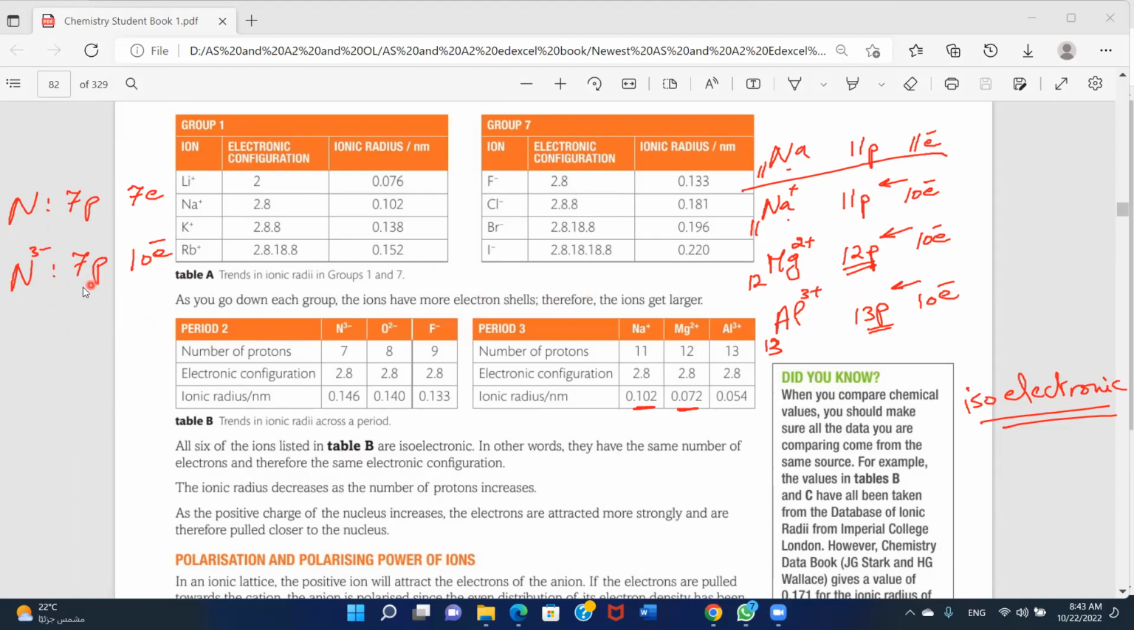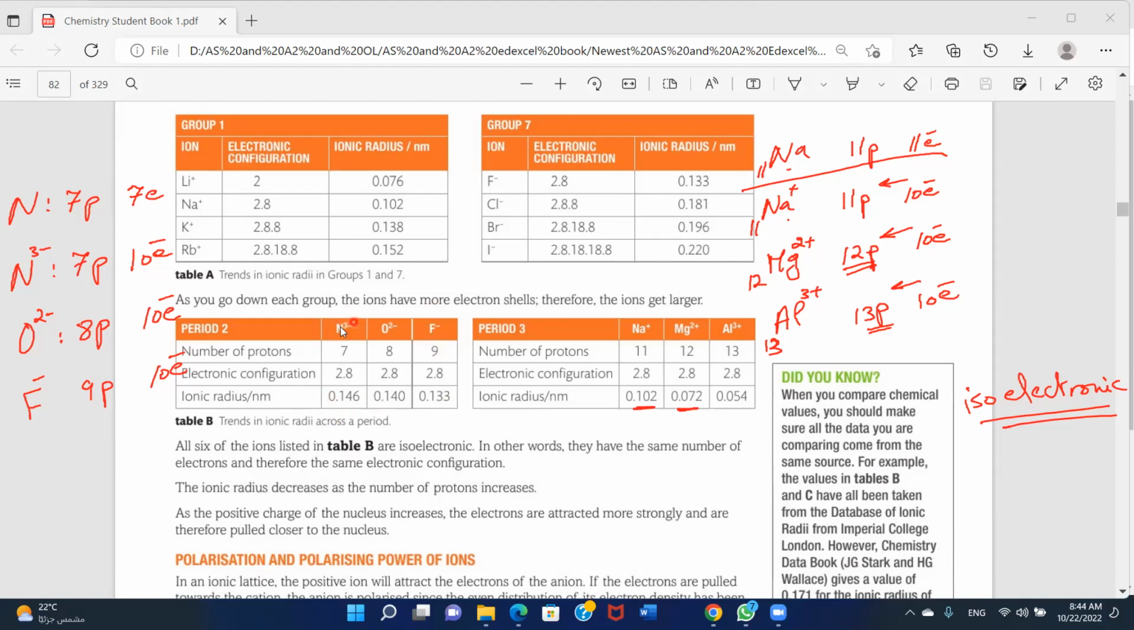So here the protons are 7 pulling 10 electrons. In case of the oxide ion, we have 8 protons pulling also 10 electrons. In case of fluoride ions, we have 9 protons pulling 10 electrons. And of course, the attraction force between 9 protons and 10 electrons will be greater than the attraction force between 8 protons and 10 electrons, greater than the attraction force between 7 protons and 10 electrons. That's why the fluoride ion will have the smallest radius, followed by oxide and nitride. Nitride has the greatest radius.